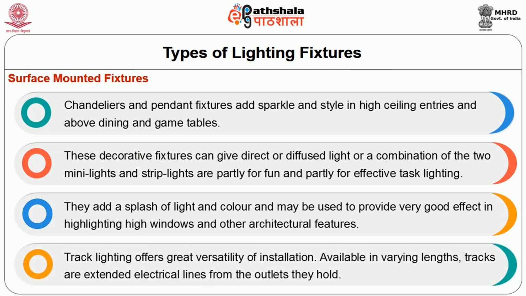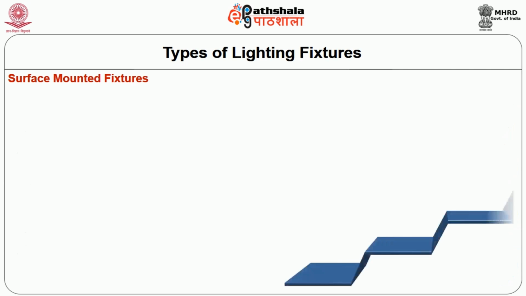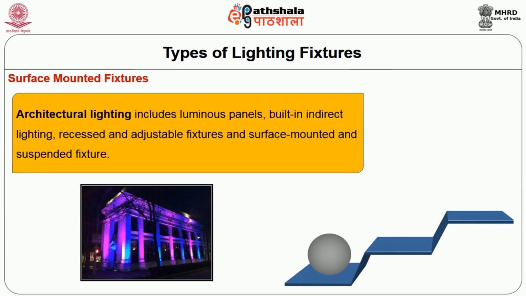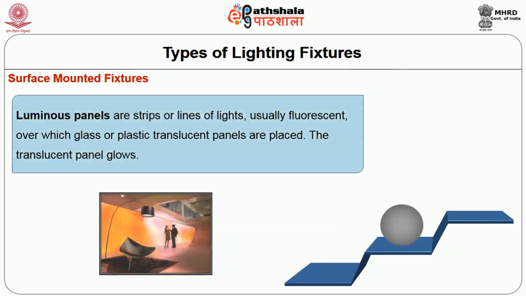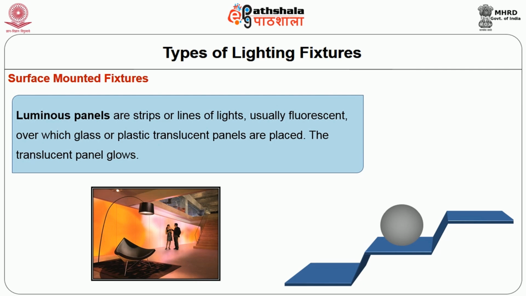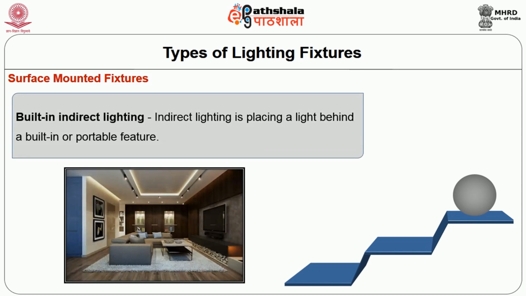Track lighting offers great versatility of installation. Available in varying lengths, tracks are extended electrical lines from the outlets they hold. The architectural lighting includes luminous panels, built-in indirect lighting, recessed and adjustable fixtures, and surface-mounted and suspended fixtures. Luminous panels are strips or lines of lights, usually fluorescent, over which glass or plastic translucent panels are placed. This also glows.